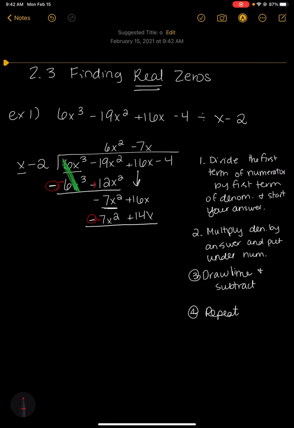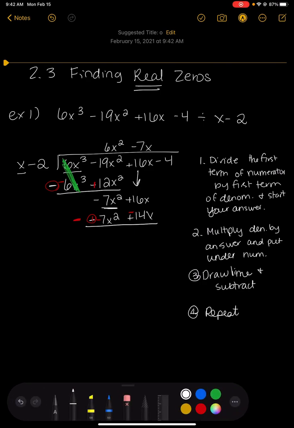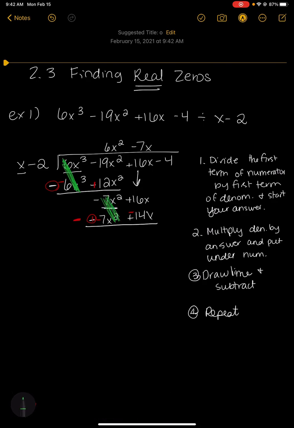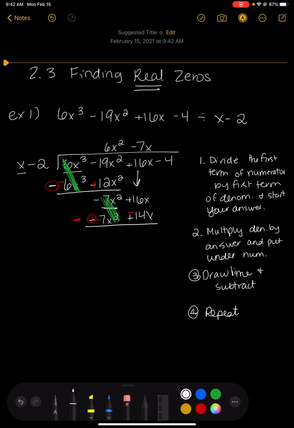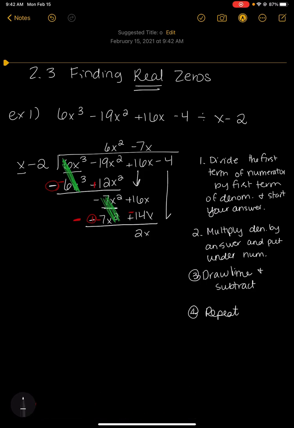Sorry, since we've got a minus sign, that negative becomes a positive, and this 14 becomes a negative. So when we subtract, we get our canceled out first term, and we've got 16x minus 14x, which gives me a 2x. Bring my last term down. All right, x times what gives me 2x? Well, that would be a 2. 2 times x is 2x. 2 times negative 2 is negative 4. Draw our line and subtract.